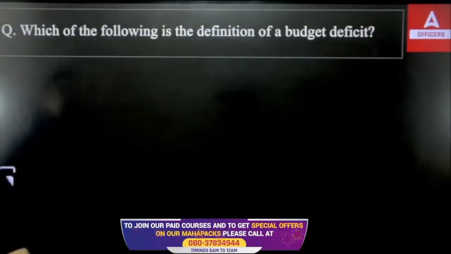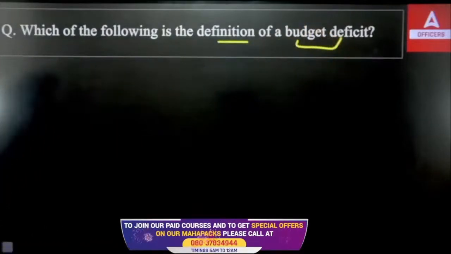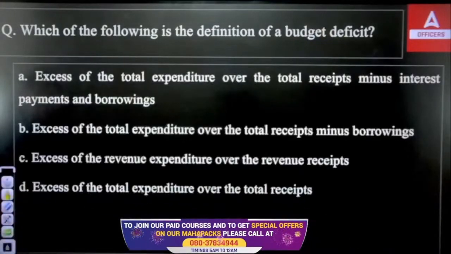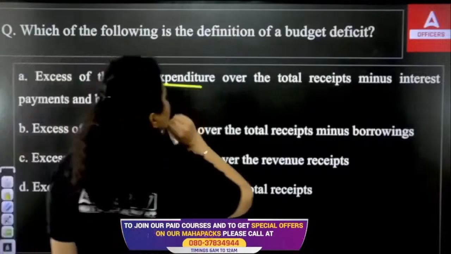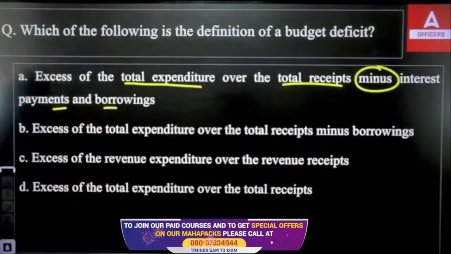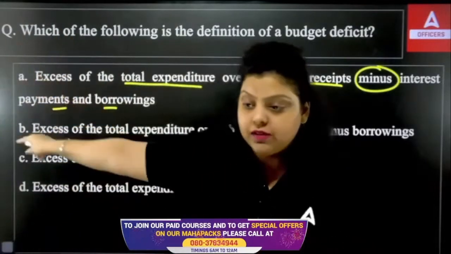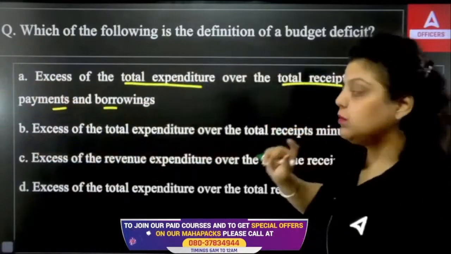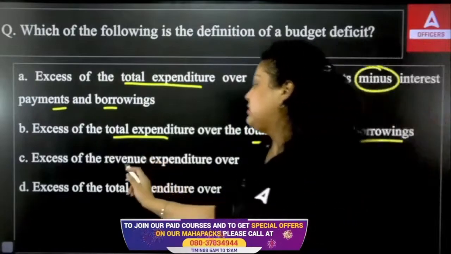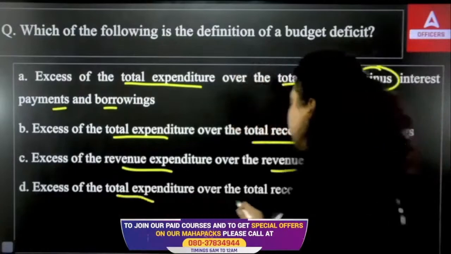Now which of the following is the definition of budget deficit, or budgetary deficit? Both are the same. You have these options. First, excess of total expenditure over total receipts minus interest payments and borrowings. Second, excess of total expenditure over the total receipts minus borrowing. Third, excess of revenue expenditure over the revenue receipts. Fourth, excess of total expenditure over the total receipts.